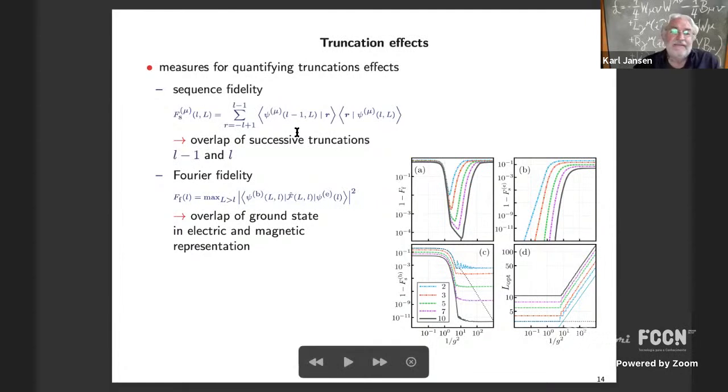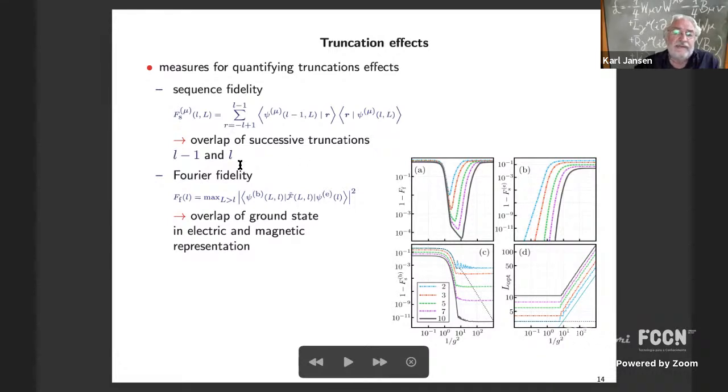Okay, so what I said, if we don't have any more exact solutions, then we have defined 2 fidelities. One is the sequence fidelity, the other is the Fourier fidelity. And the sequence fidelity is nothing else but looking at what happens if I go from L minus 1 to L. What is the overlap of these? What is the overlap of this for a given capital L?